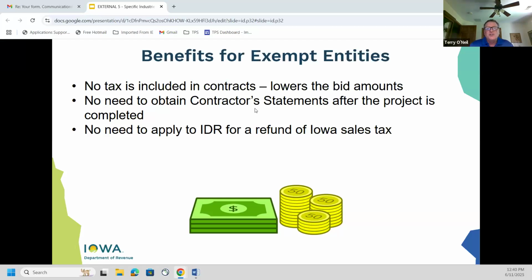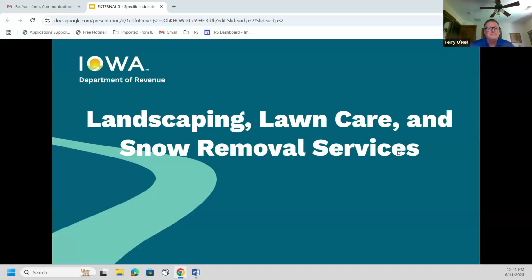There's also no need to obtain contractor statements after a project is completed, and there's also no need to apply to the department for a refund of the sales tax paid. I don't know if any of you have been around for a while, the Iowa contractor statements. That used to be the only game in town years ago. That can be a challenge to complete sometimes and have all your documentation. So what this does, the designated exempt entity exemption certificate avoids all of those things. So there are some benefits. Again, it's up to the designated exempt entity on how they want to do things.